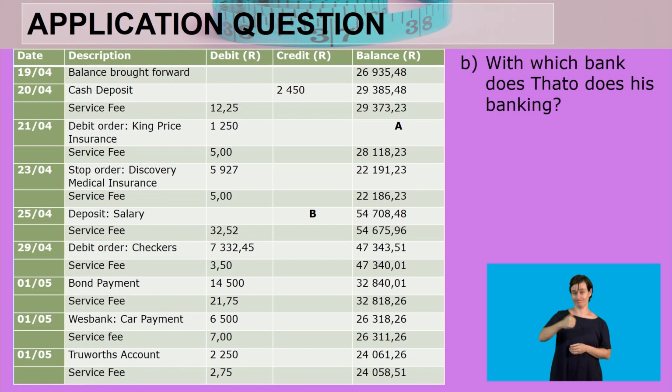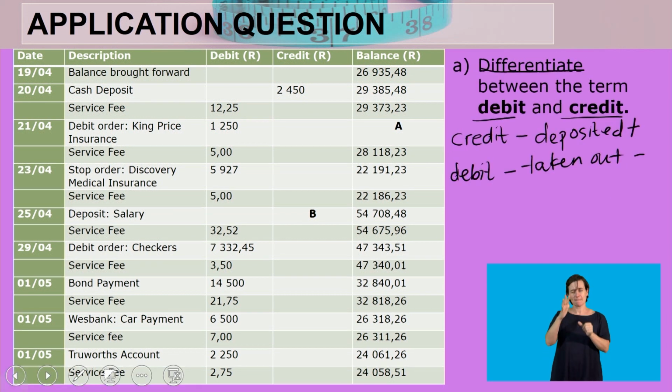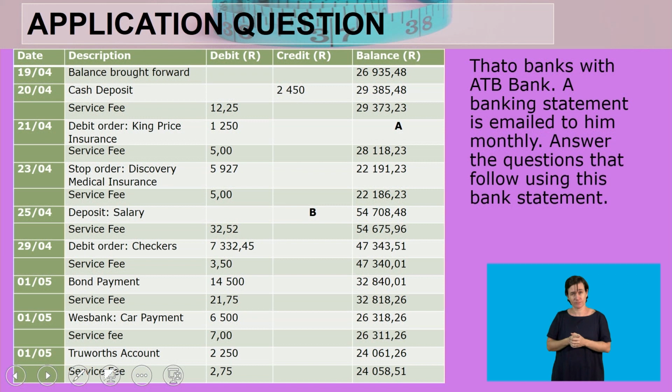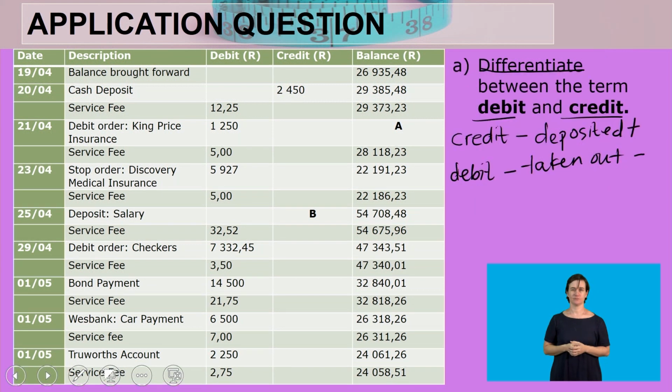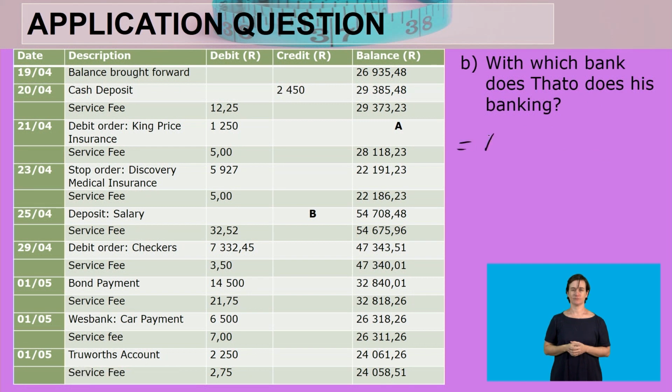So moving on to number B: with which bank does Thato do his banking? Can you see why it is important to always study what is given before you? Because the name of the bank was given on the statement. So the bank that Thato banks with is ATB Bank.